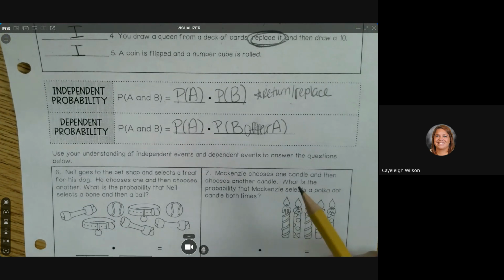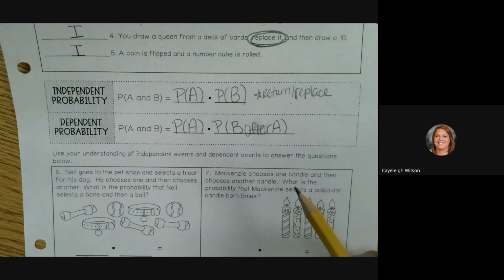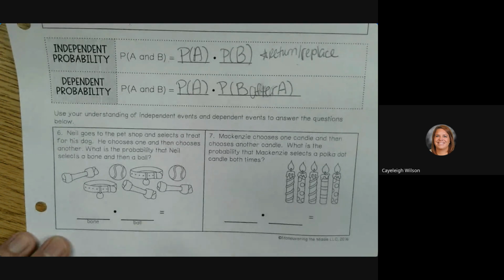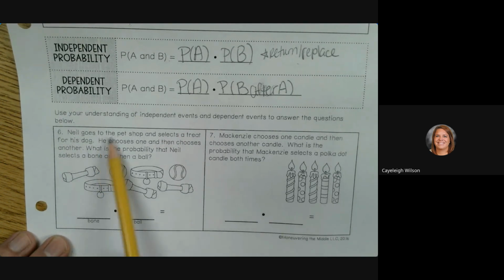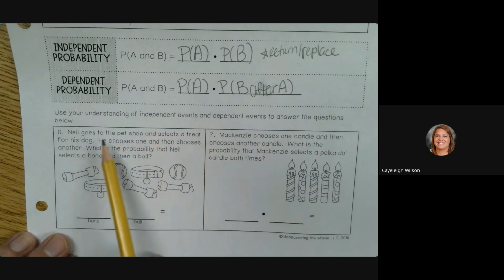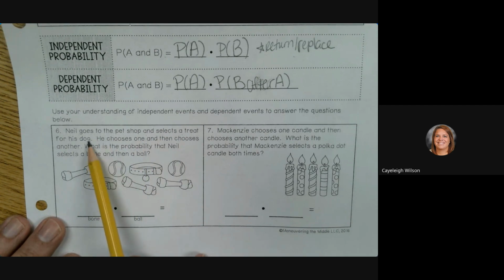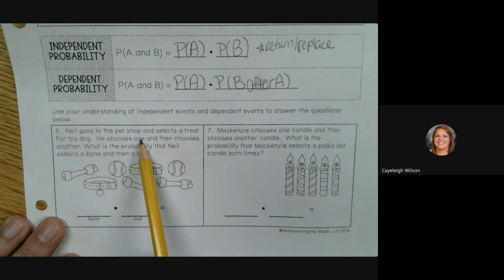All right, so some of these have pictures, some of them don't, just like independent did yesterday. The first 2 have pictures, so hopefully it'll help you understand a little bit more of where dependent's coming from. So these are similar questions we did yesterday, but it says use your understanding of independent events and dependent events to answer the questions below. So it says Neil goes to the pet shop and selects a treat for his dog. So there's a box there for his dog. All this stuff's in that box. It says he chooses one and then chooses another. What is the probability that Neil selects a bone and then a ball?